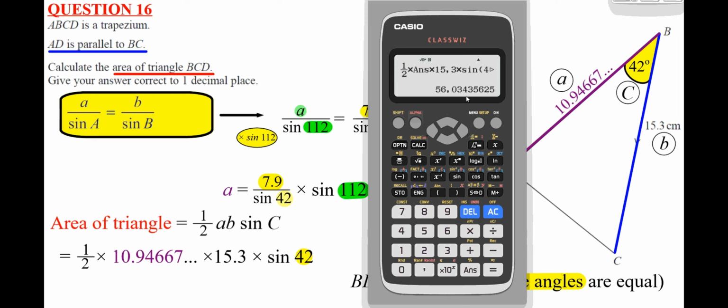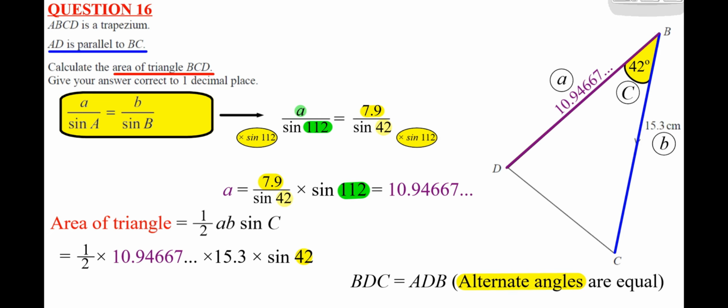But just be very careful to read the question. We want our answer correct to one decimal place only. So it's either going to be 56.0 or maybe 56.1. However, because next to this 0 is a 3, which is less than 5, we do not round up and we just keep the 0 as it is. So to one decimal place, our final answer is 56.0 centimeters squared.